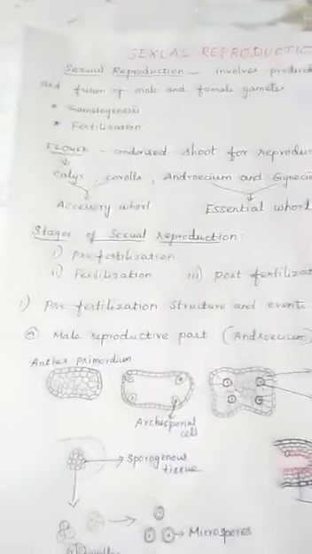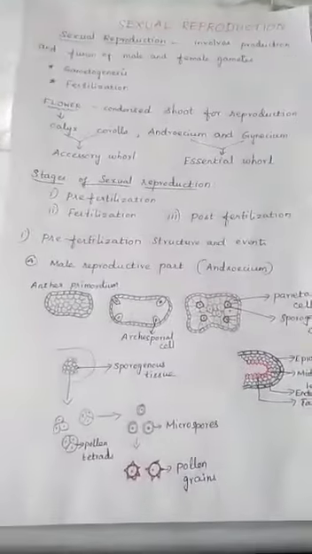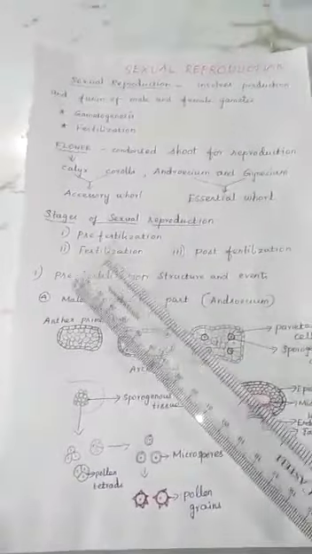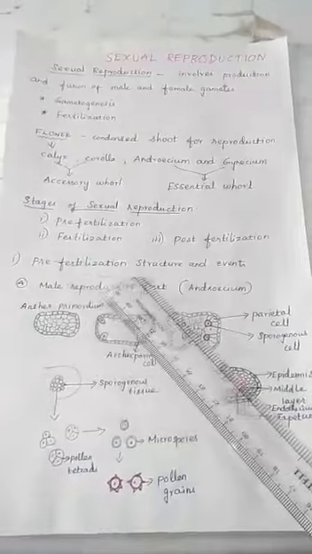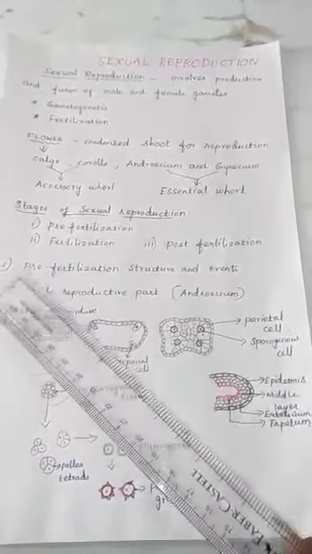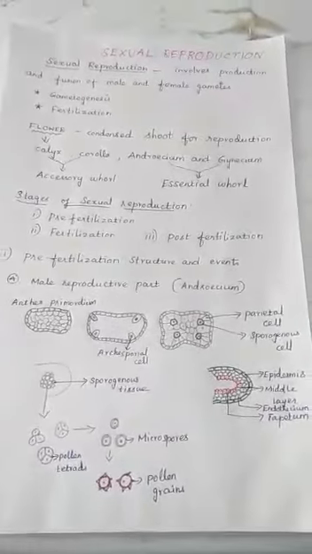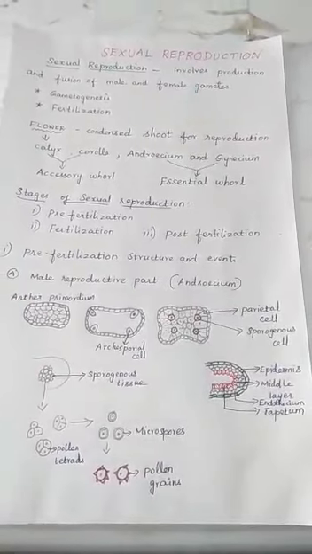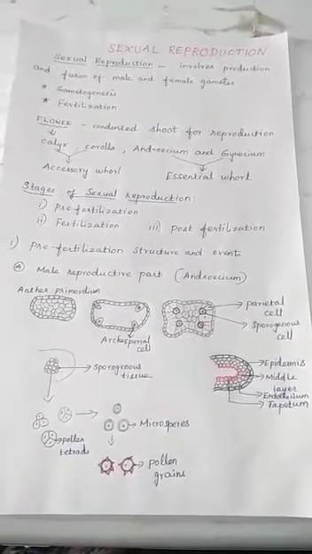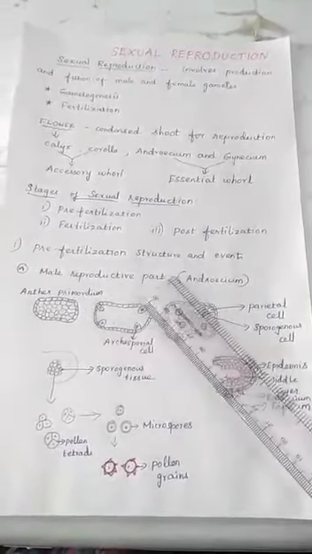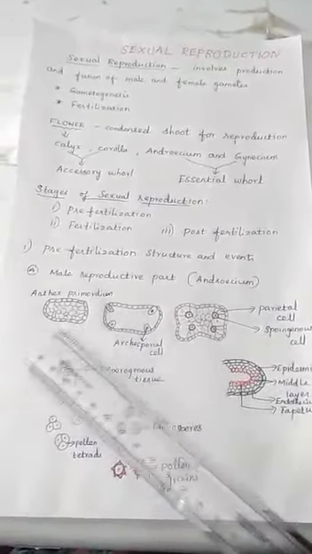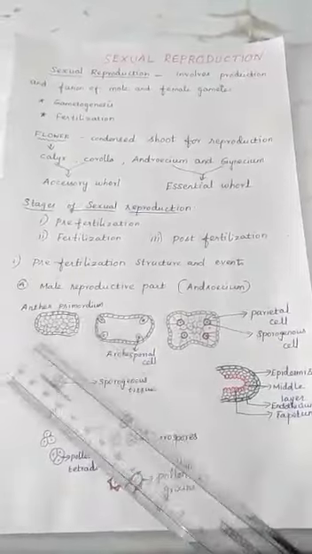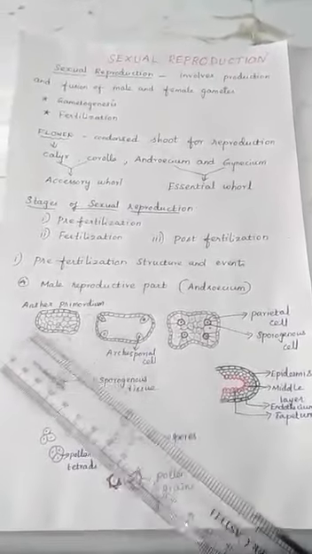Next we can see the stages of sexual reproduction. Pre-fertilization, fertilization, post-fertilization. First, pre-fertilization. Pre means before. Before fertilization, what is the need? Yes, there is a need for formation of the gametes. First one, the male reproductive part, androecium. Here first we can take the anther primordium. It is nothing other than a group of cells covered by epidermis.